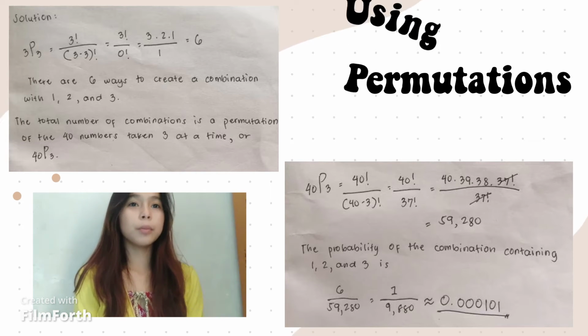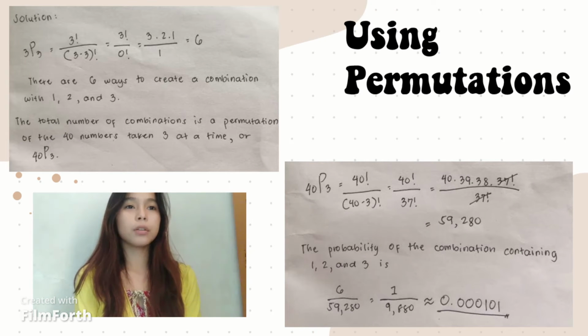Solution. 3 permute 3 is equal to 3 factorial over 3 minus 3 factorial, which is 3 factorial over 0 factorial, then 3 times 2 times 1 over 1 is equal to 6. There are 6 ways to create a combination with 1, 2, and 3.